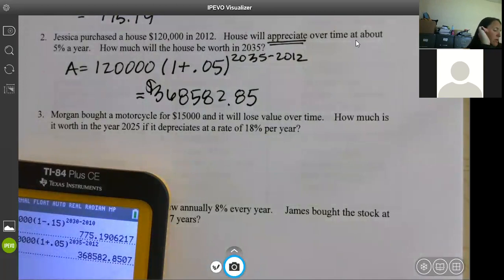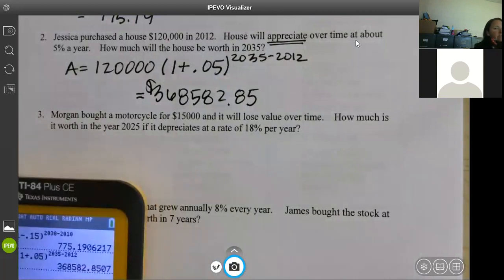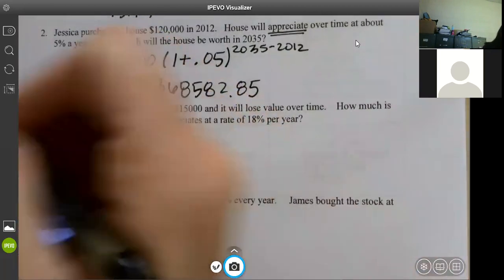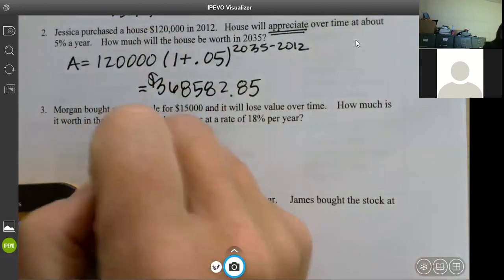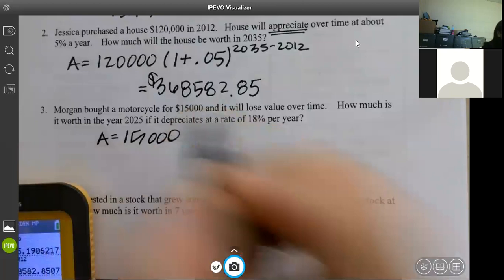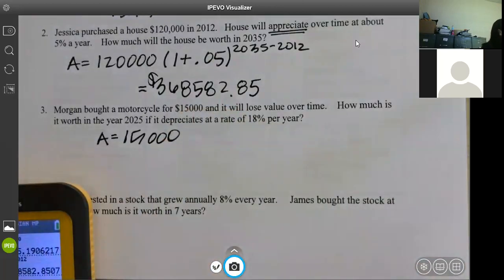It's okay. Morgan bought a motorcycle for $15,000 and it will lose value over time. How much is it worth in the year 2025 if it depreciates at a rate of 18% per year? So A equals, how much did we originally buy it for? Make sure 15,000. Watch that zero on the end.